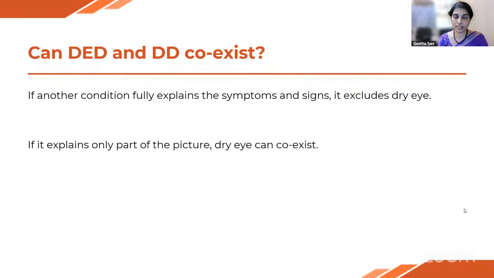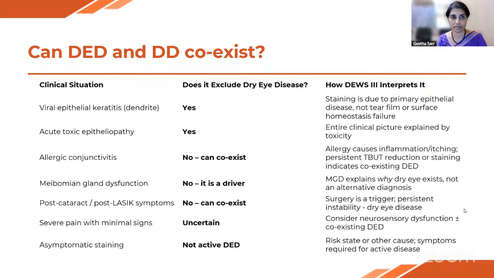Can dry eye disease and a differential diagnosis coexist? Very much. If another condition fully explains the symptoms and signs, then it totally excludes dry eye. If it explains only part of the picture, then dry eye and the differential diagnosis can coexist. Here are a few examples of clinical situations, like viral epithelial keratitis. Does it exclude dry eye disease? You have a patient who is symptomatic and who has corneal staining, but this corneal staining is due to a primary epithelial disease and is not due to a tear film or surface homeostasis failure, and therefore, of course, it is not a dry eye disease.